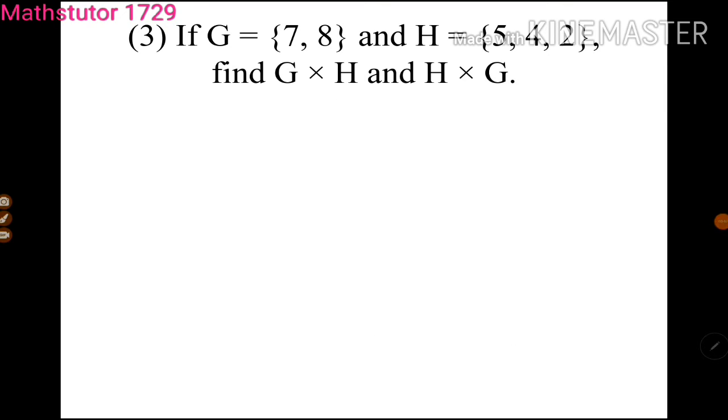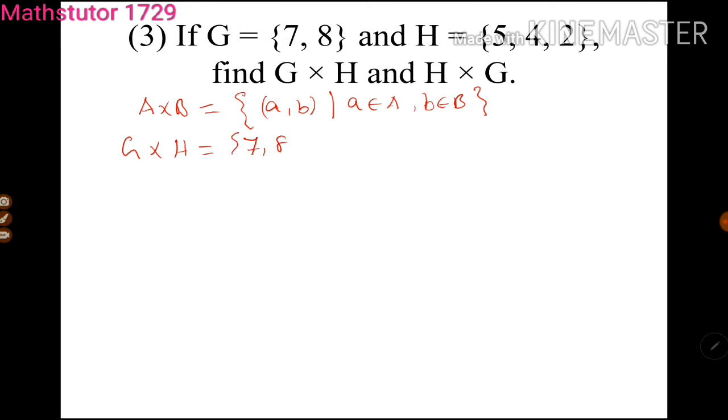Now the next problem: if G is equal to the set {7, 8} and H is equal to the set {5, 4, 2}, then find G cross H and H cross G. By the definition of the Cartesian product of two sets, A cross B is the collection of all ordered pairs where the first element comes from the set A and the second element comes from the set B. So now G cross H means {7, 8} cross {5, 4, 2}.